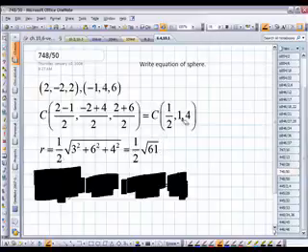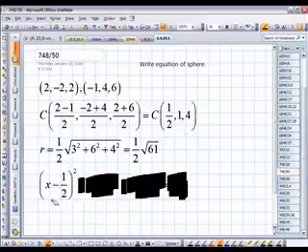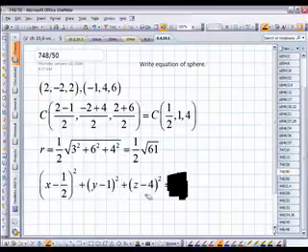Then I've got my center points. So it's going to be x minus half squared plus y minus 1 squared plus z minus 4 squared is equal to this guy squared. When you square a half, you get a fourth. When you square rad 61, you get 61. So it's 61 divided by 4.